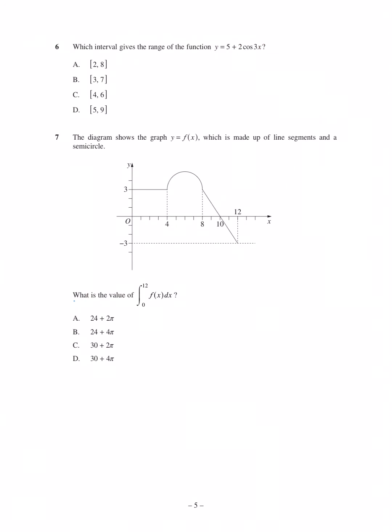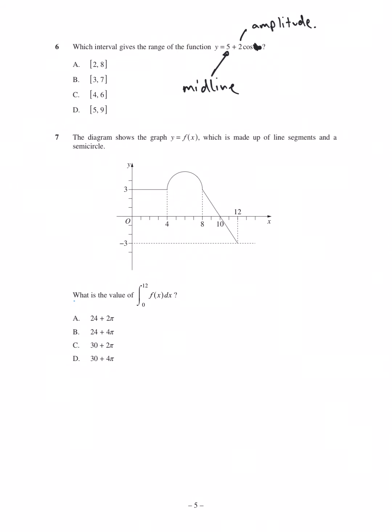Question here about the range of our cosine function. First thing I look at here is this 3x has no impact on our range or our domain. That impacts the period, the frequency, the wavelength, how quickly that wave is oscillating, but not how high or low that wave is oscillating, or the midline. So our 5 here, that's adjusting the midline, and our 2 is adjusting our amplitude.